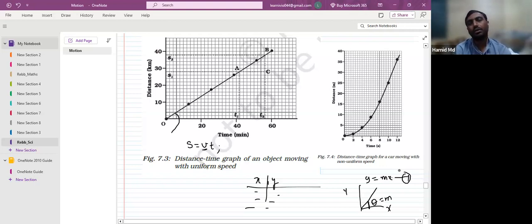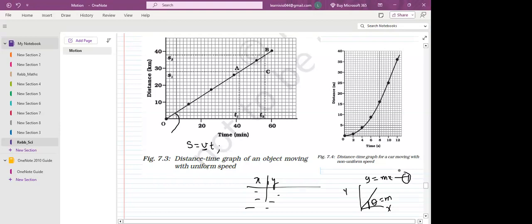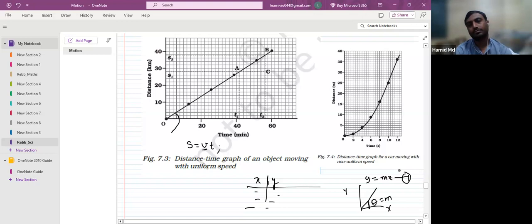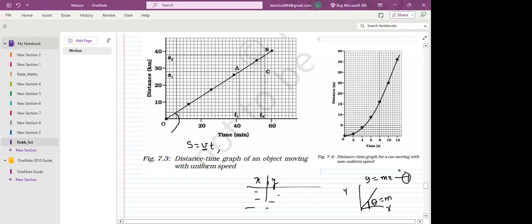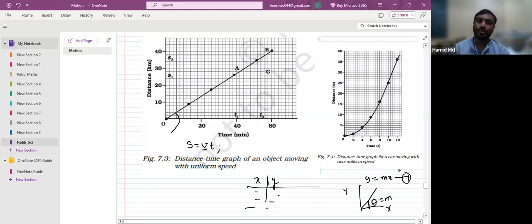Did you get the point? Yes, sir. Do you have any question? No questions. So you understand the thing. So this is the equation of motion, and I think we derived this relation somewhere in between.